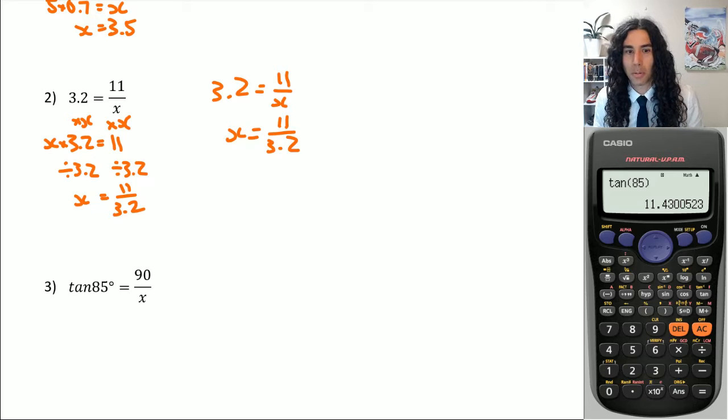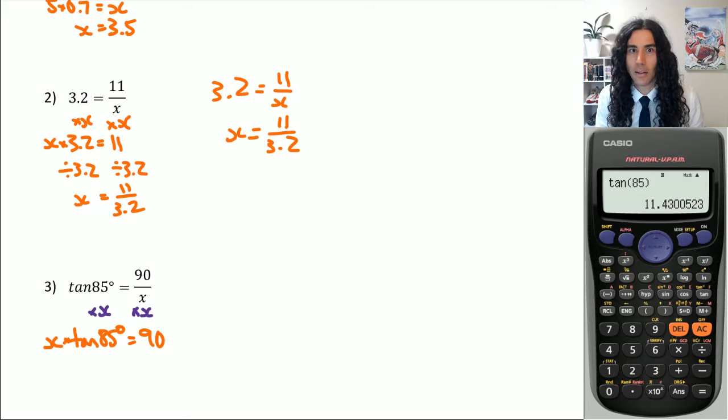So let's do it properly this time. Times by x, which gives us x tan 85. I will put the times in there, but you don't have to. Equals 90. And then divide by the tan 85. Let's move that across a bit. Divide by the tan 85 on both sides. So, therefore, x is equal to 90 on tan 85.